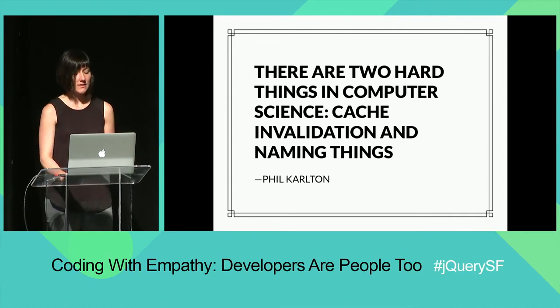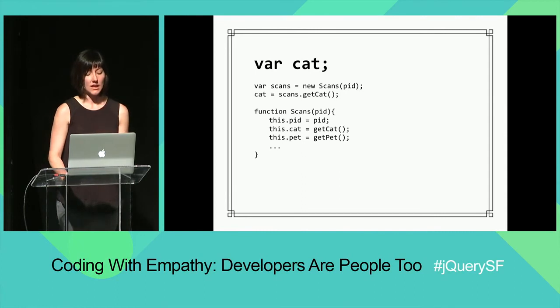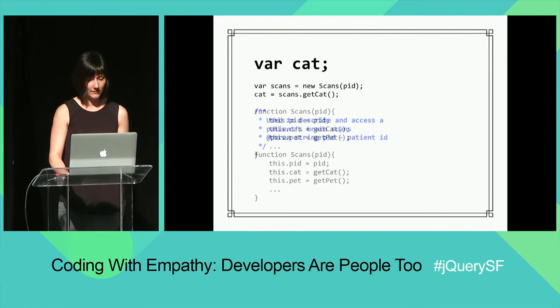So let's go back to the cat example and see what it would take to improve it. So here we are back in our cat example, and we've talked to the developer who wrote this, and we now know that scans are brain scans for sure, and that PID is actually the ID of the patient who had the scans done. So let's go ahead and add a little bit of documentation.